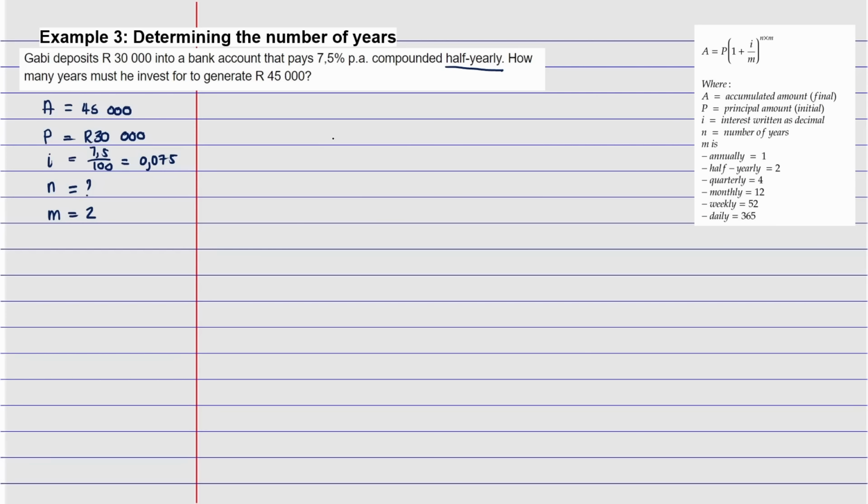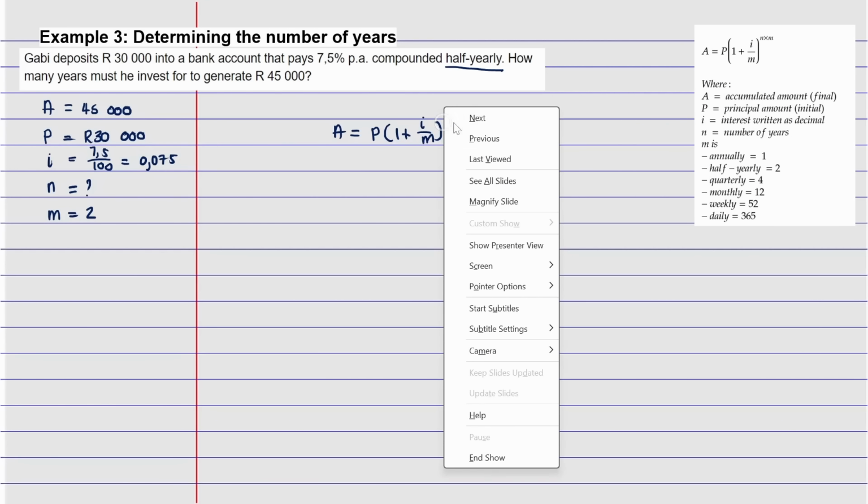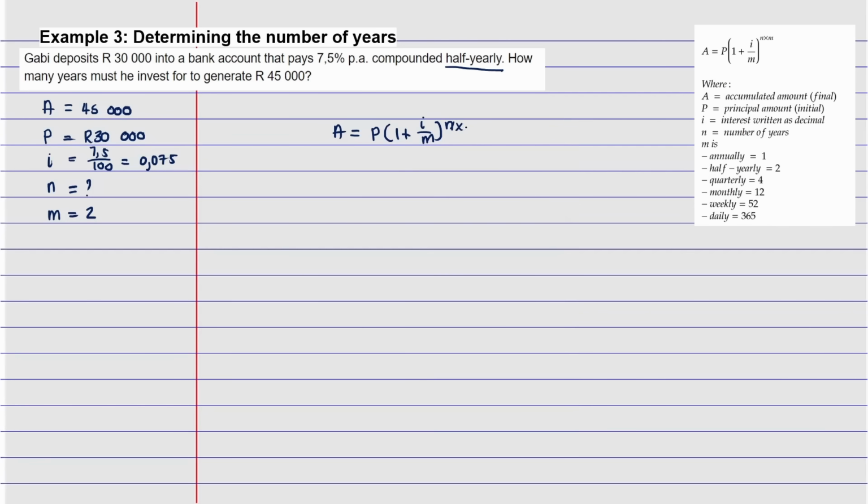So let's substitute everything that we have. A is equal to P, open bracket, 1 plus I divided by M, to the power N multiplied by M. Substituting everything, 45,000 is equal to 30,000, open bracket, 1 plus 0.075, and that whole thing is divided by 2, to the power N multiplied by 2.